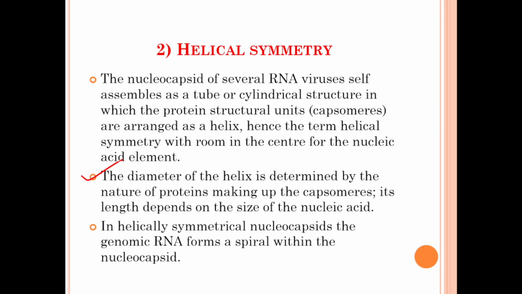ठीक है? So now moving on, the diameter of the helix is determined by the nature of the proteins making up the capsomeres. Its length depends upon the size of the nucleic acid. Simply, ये जो helix structure form हुआ, इसका जो diameter है, वो depend करता है कि जो structural units थे, capsomeres थे, उनका nature क्या था. ठीक है, साथ ही साथ ये helix की कितनी length होगी, ये depend करता है कि nucleic acid का क्या size है. ठीक है, after that in the helical symmetry nucleocapsids, the genomic RNA forms a spiral within the nucleocapsids. So देखो भाई, simply जो भी RNA viruses helical symmetry को show करते हैं, वहां पे ये जो RNA जो कि एक genomic material है, वो अपने आप को nucleocapsid में spiral manner में arrange करता है.